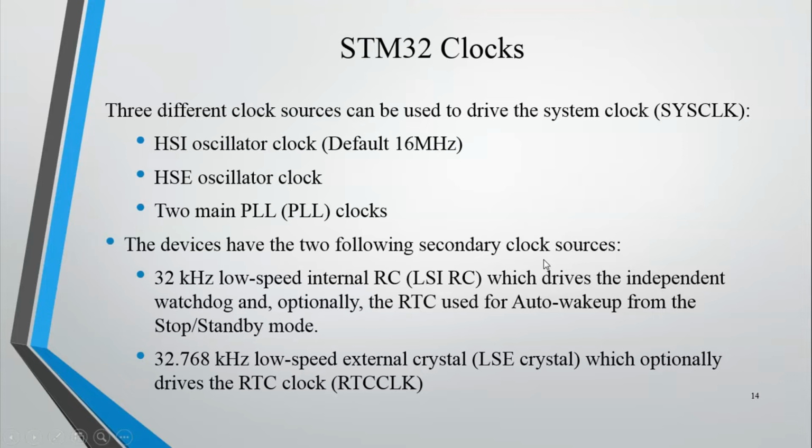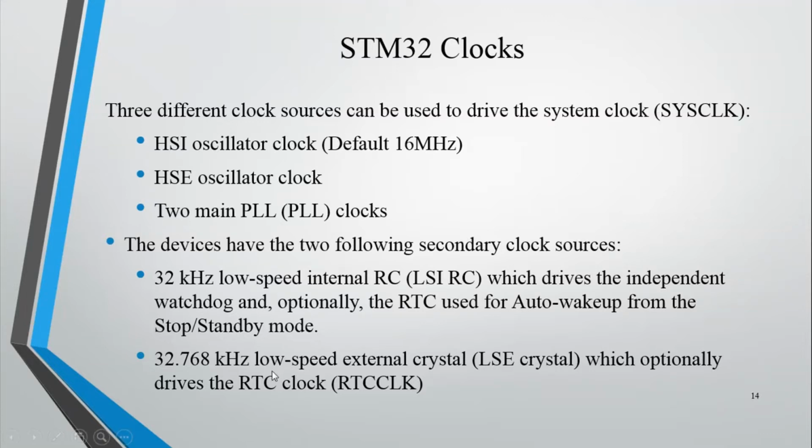What are the two secondary clock sources? They are the low speed internal RC clock or the low speed external crystal clock. The low speed internal RC will be of frequency 32 kilohertz. It is specified as LSI. It is generally used for RTC or watchdog. Watchdog means it is used as a timer which is used for protection. More details we will see later.